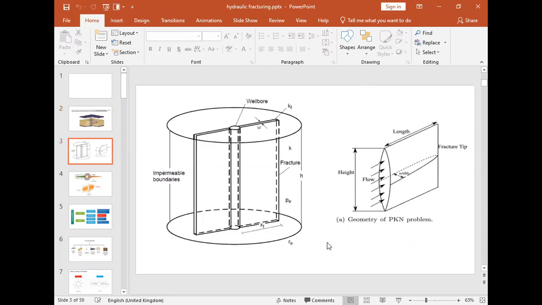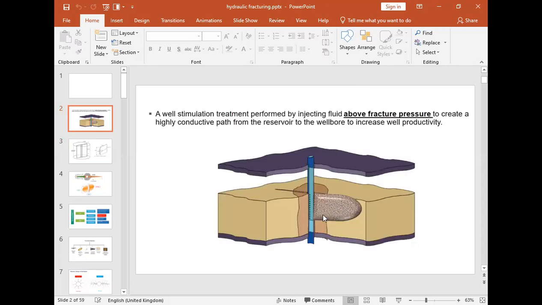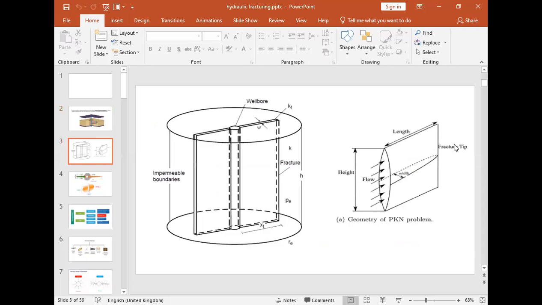So basically, after the hydraulic fracturing job, like what we have here, after you must have injected the fluid filled with proppant into the reservoir, you may have a fractured area that looks like this shape. It may not look exactly like this because you have different models. This one is just the geometry of a particular model, which is called the PKN model.